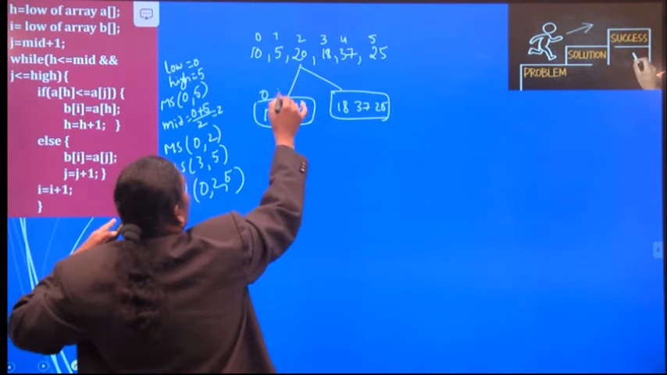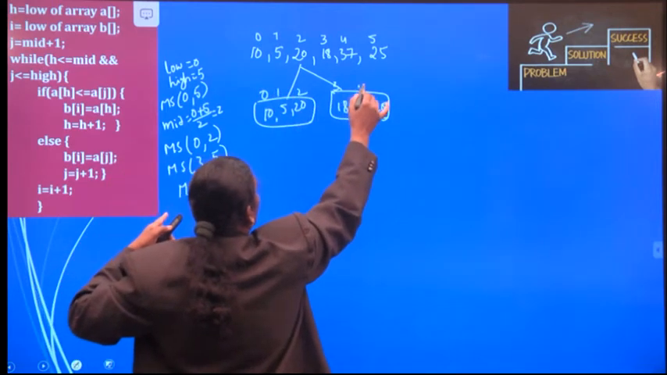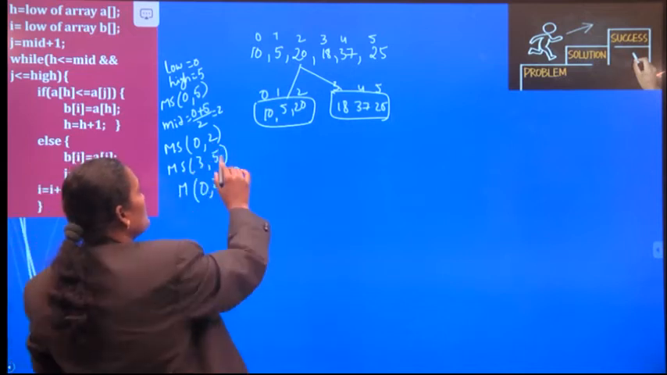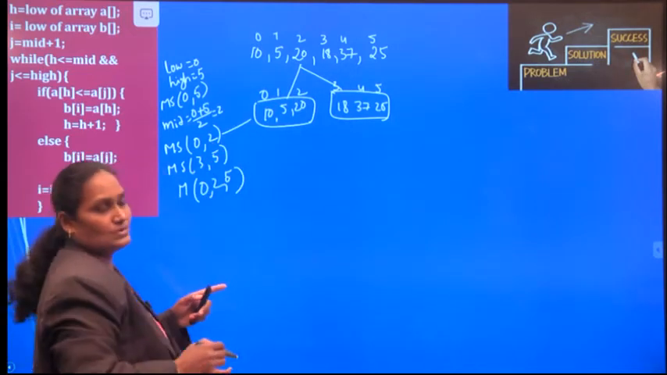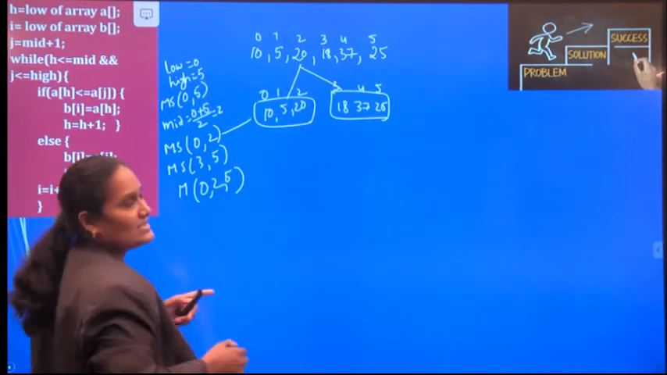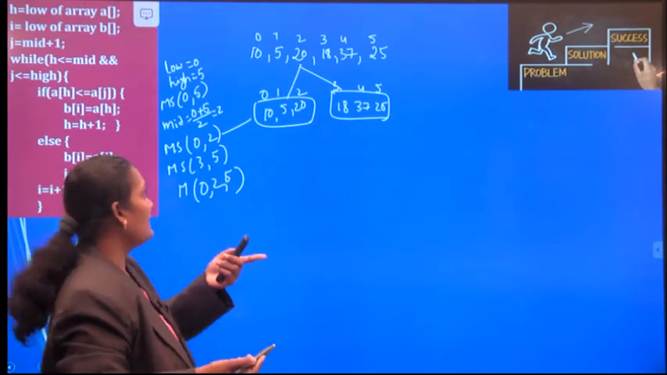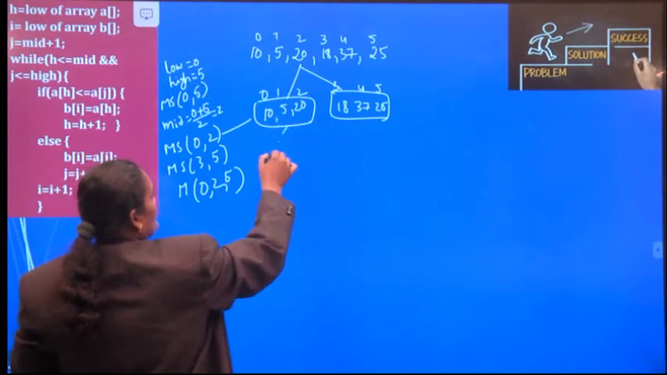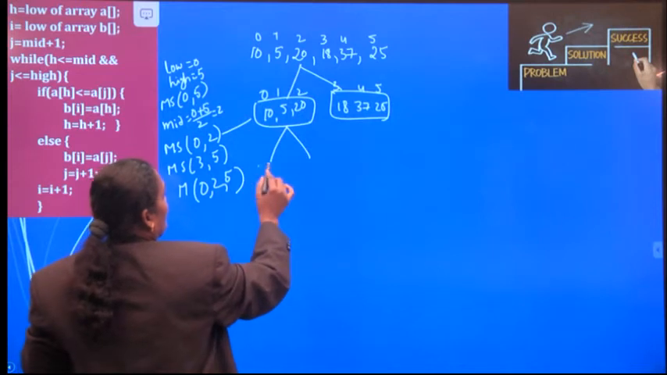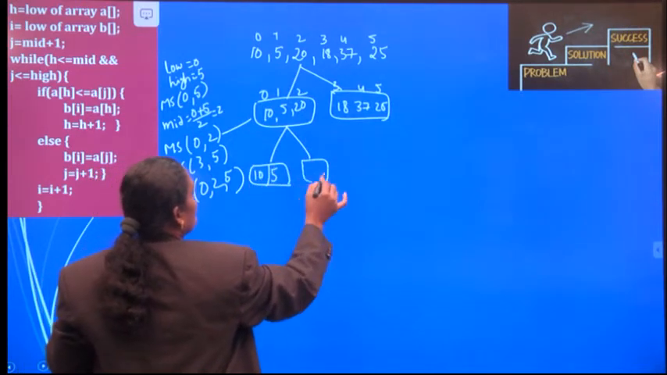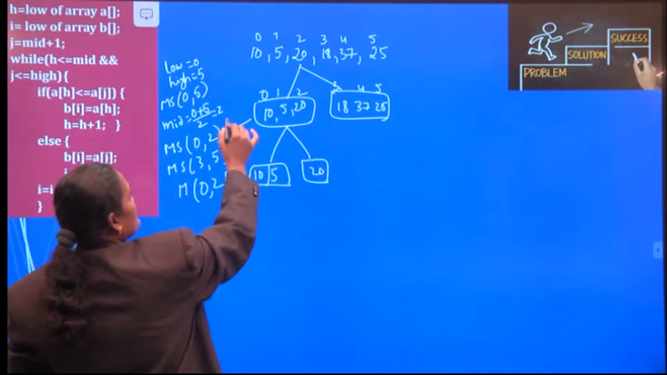Now, the index values are 0, 1, 2, 3, 4, 5. Again, here this is merge sort of 0, 2. Now, in this case, low value is 0, high value is 2. Low is not equal to high, so again we need to find the mid value. If I find the mid value, it becomes 1. So, we are going to divide at 1. So, it becomes 10, and 5 becomes 20. That is how we are dividing this one.